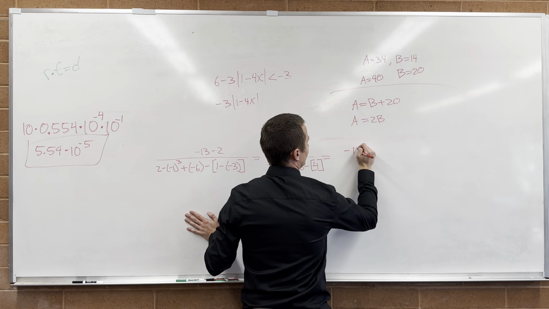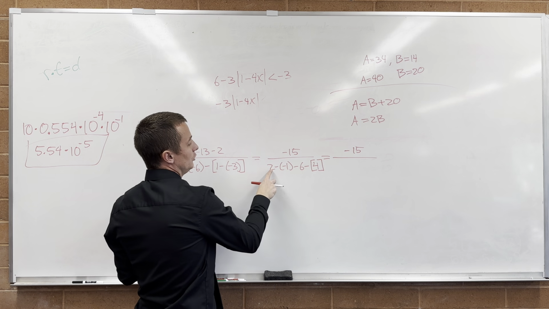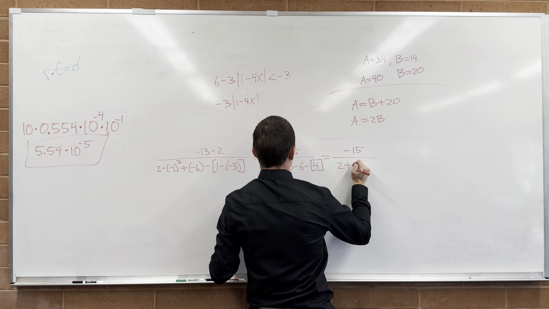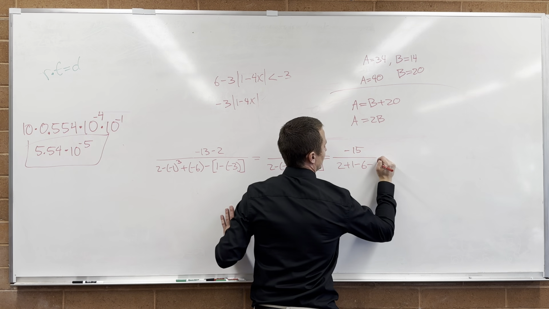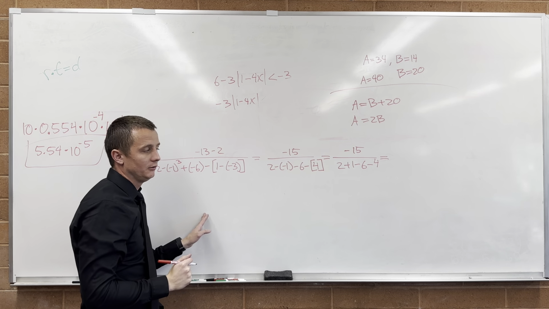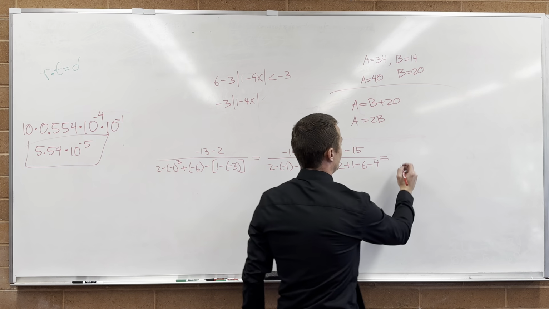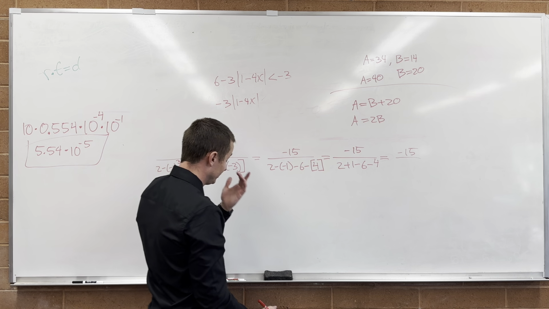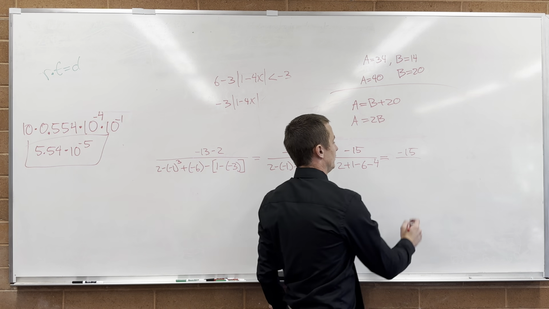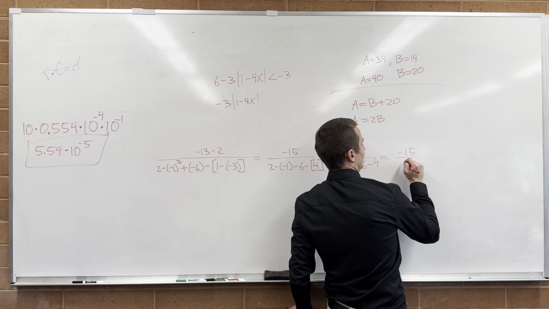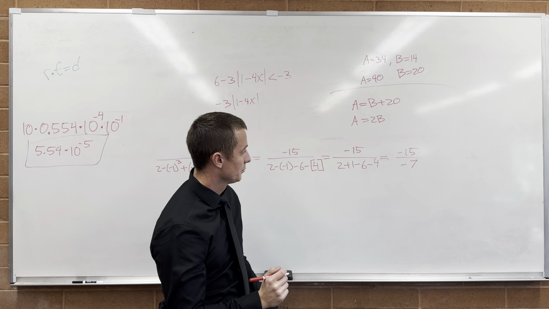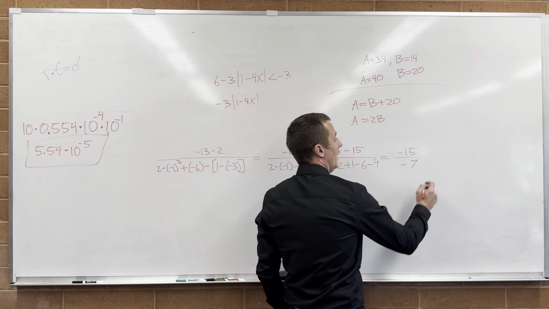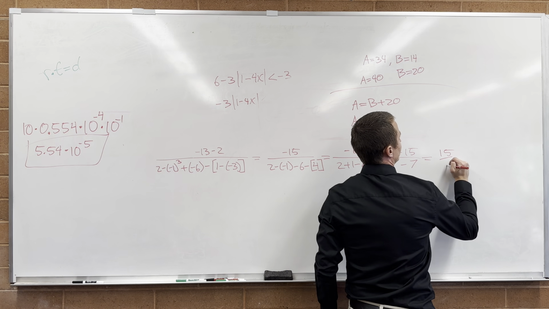Again, the numerator is just minus 15. In the denominator, let's see what we have. 2 minus negative 1. If we minus negative 1, that's the same thing as add 1, right? So 2 plus 1 minus 6 minus 4. In the numerator, again, we still have minus 15. In the denominator, 2 plus 1 is 3, minus 6 is negative 3, minus 4 is negative 7. You can think about it as negative 10 plus 3 if you want. Negative 7. And then the negatives go out, so this is going to be 15 sevenths.